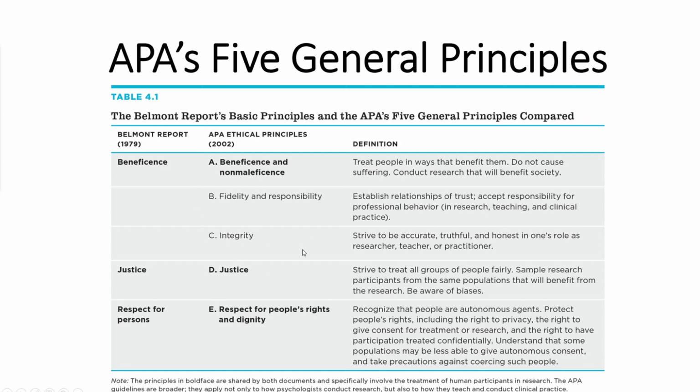But here's where we get just a little bit different, where APA adds in fidelity and responsibility. So you have to establish relationships of trust and accept responsibility for professional behavior. So basically, act as a good person, be a good scientist, and be someone who's trustworthy. And then the last being integrity. So you want to make good science. You strive to be accurate, truthful, and honest in your role as a researcher, teacher, or practitioner.